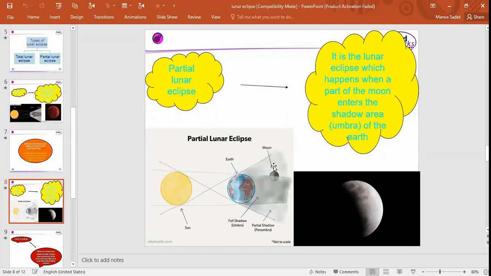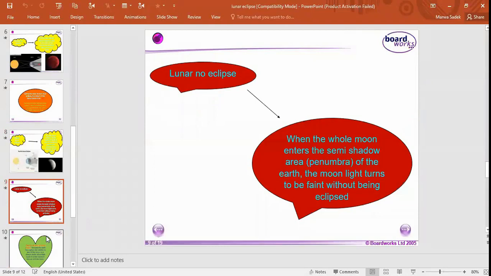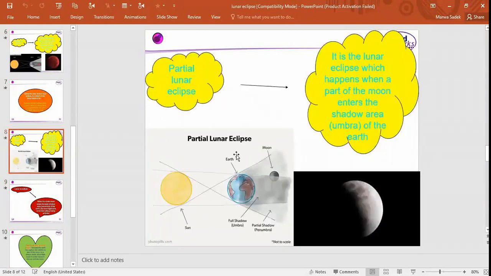So, partial lunar eclipse is a lunar eclipse which happens when a part of the moon enters the shadow area, the umbra of the Earth, and the other part enters the semi-shadow area, the penumbra of the Earth. Okay? What will happen if the whole moon enters here?